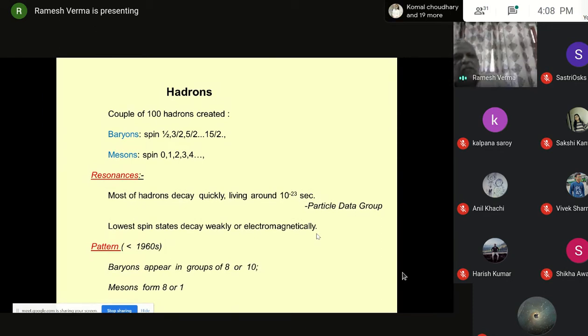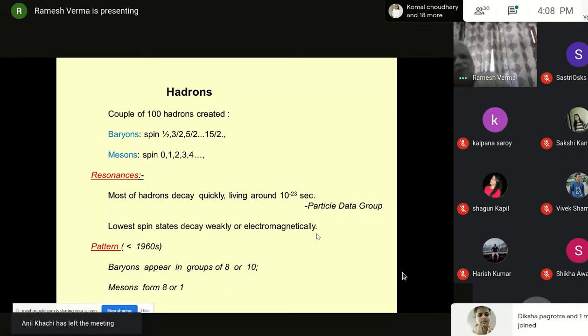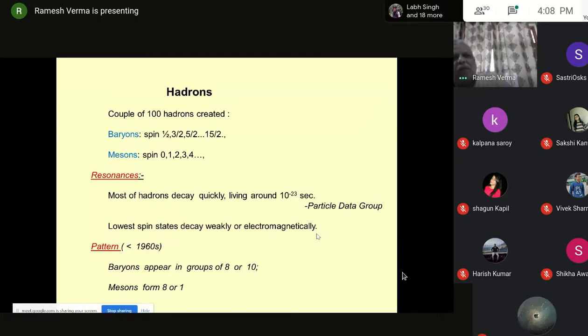So just as a quick reminder, what we found was that there are several hundreds of hadrons, baryons and mesons, carrying spin half up to 15 by 2 that have been observed. Similarly, mesons with spin up to 4 are there. Obviously, they are not fundamental. Most of them decay. So probably they like to go to the ground state. So the ground state of baryon, you may treat as spin half, and meson spin 0. So both baryon spin half and meson spin 0 cannot decay through strong interaction. So they decay through weak and electromagnetic interaction.